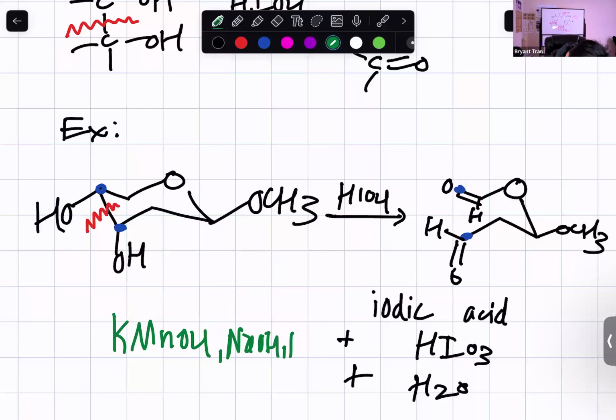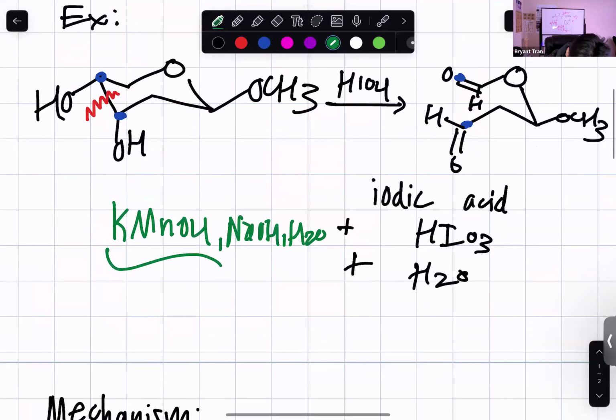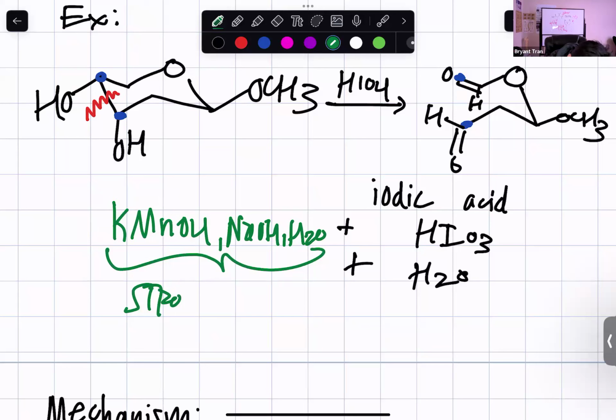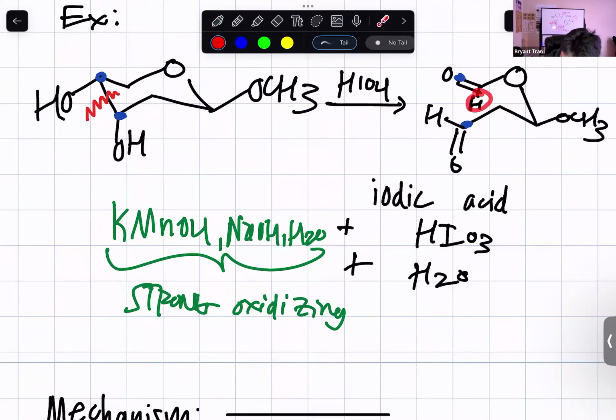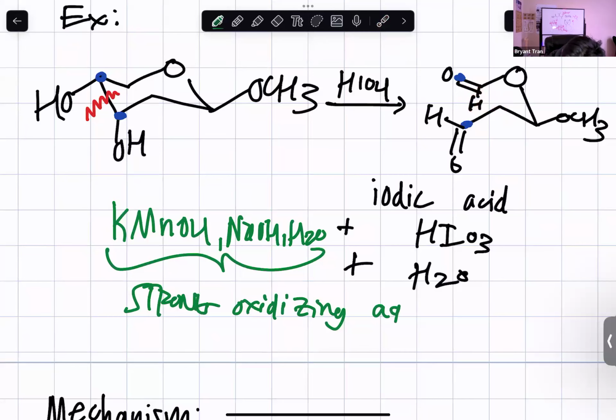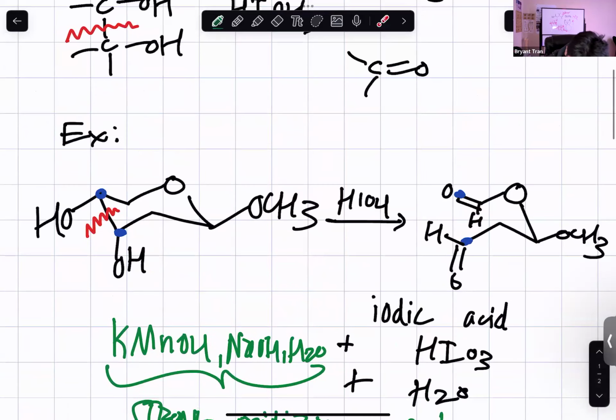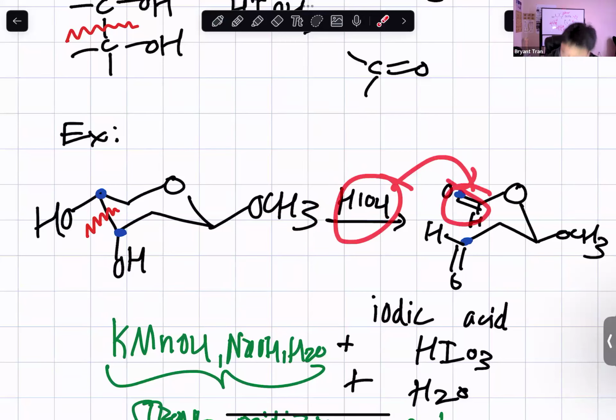Right. So if you see KMnO4, this would be a strong oxidizing agent that would be able to oxidize the intermediate all the way to a carboxylic acid. It would not stop at the aldehyde. It would go all the way to the carboxylic acid. This HIO4 here is still an oxidizing agent, but it's not strong enough to go all the way to the carboxylic acid. It stops at the aldehyde.